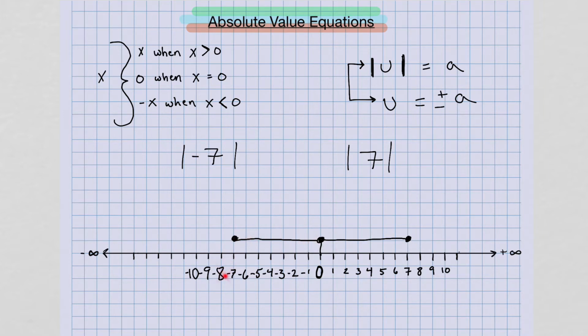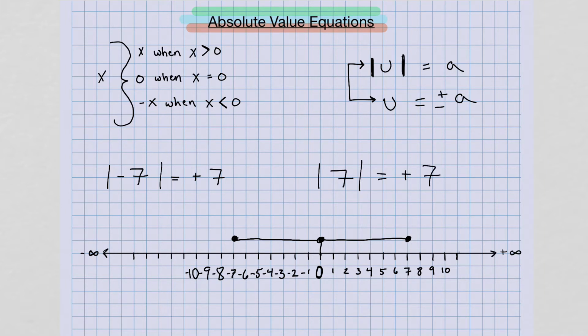But you might say, yeah, but that's a -7. Well, that's true, it's a negative number, but we're asking how far away from 0 is that negative number? That negative number is 7 units away. So what that means is that you have here -7, the absolute value, we're going to say that equals +7. Same thing with the +7, the absolute value of +7 also equals +7. So the question that you're asking yourself is, how far away from 0 is a number?